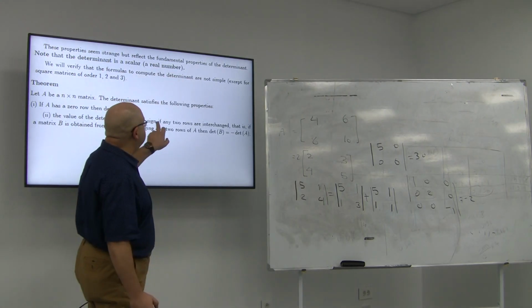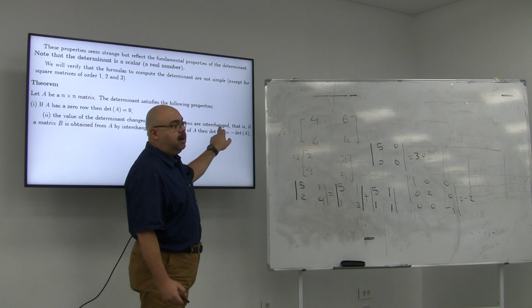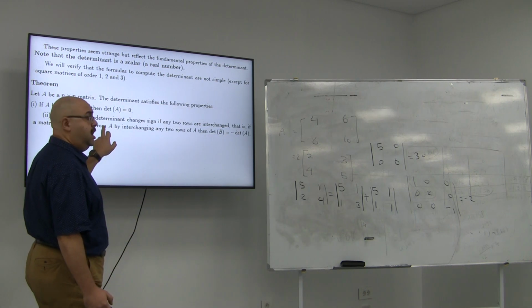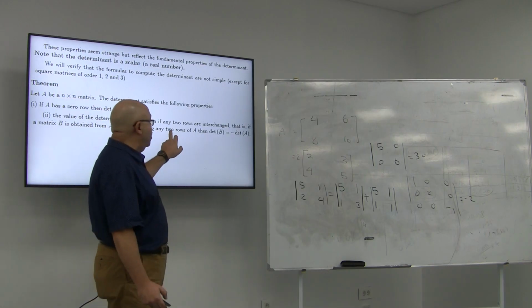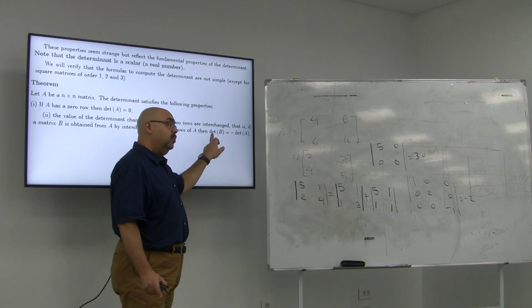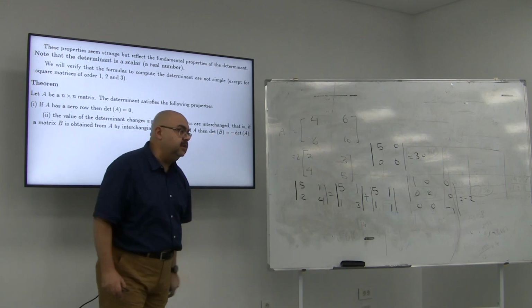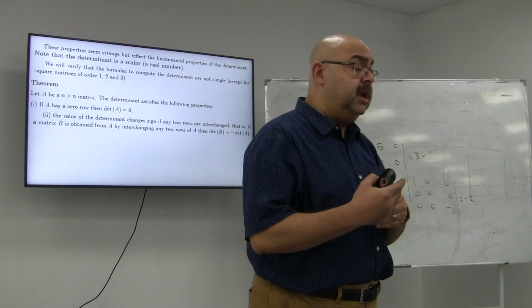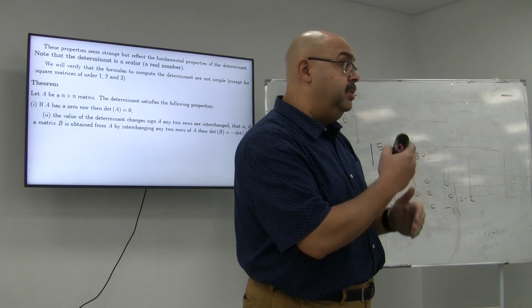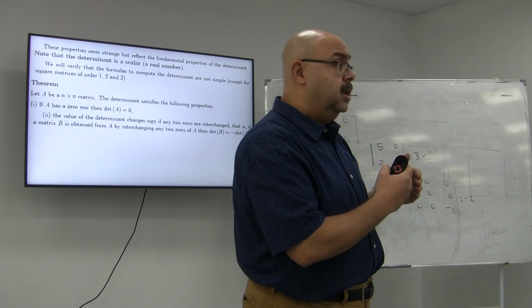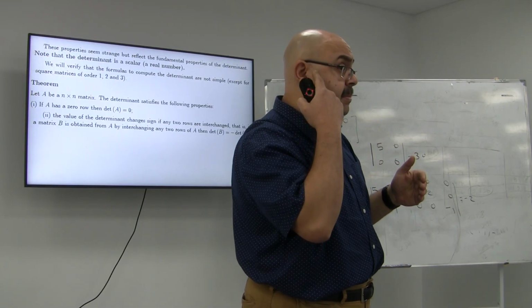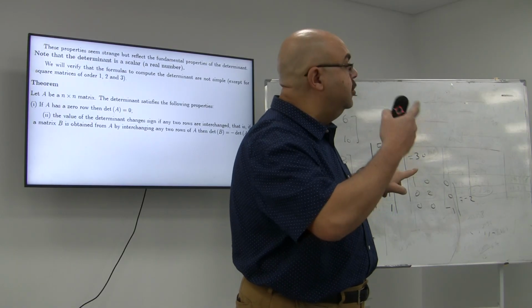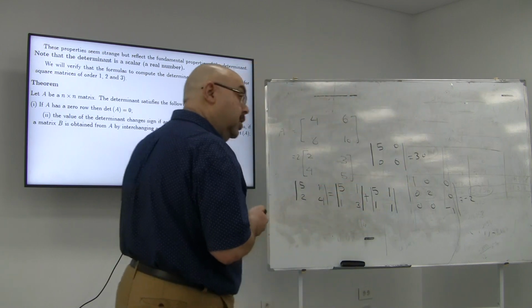The value of the determinant changes sign if any 2 rows are interchanged. Thus, if a matrix B is obtained from matrix A by interchanging any 2 rows of A, then the determinant of B will equal the negative of the determinant of A. So if you have a matrix and you are going through row operations and you make a switch of rows, you should keep remembering this elementary operation, because it will put a negative sign on the determinant.